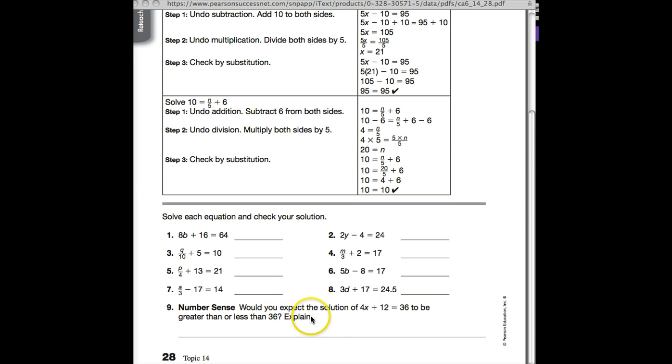Then it says, would you expect the solution of 4x plus 12 equals 36 to be greater or less than 36? This is a tricky one. You can tell right now that this is supposed to be an equation. An equation means that these two sides must be equal. All right, so if you don't get a good clue as to what the answer to number 9 is with that, then we should kind of restart, because an equation means that this is equal to this.